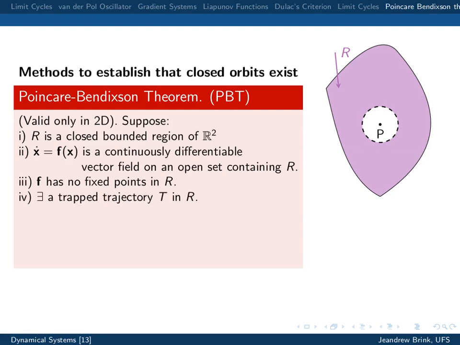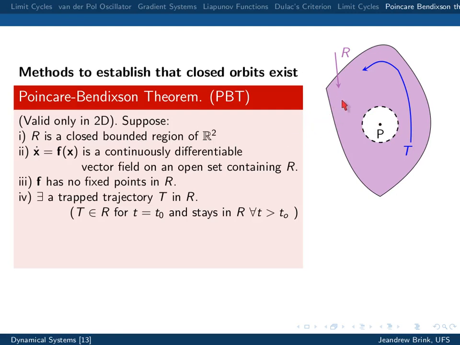Now the next part is where it gets interesting. Suppose you can show there exists a trapped trajectory T in R. By trapped, I basically mean you have a trajectory T that is in R for some time T0, so it starts in R, and you know that it stays in R for all T greater than T0. Whatever this trajectory does, it doesn't escape this closed region. It never goes across this line. It just stays stuck in this region.